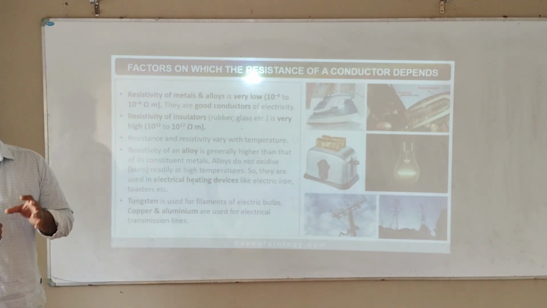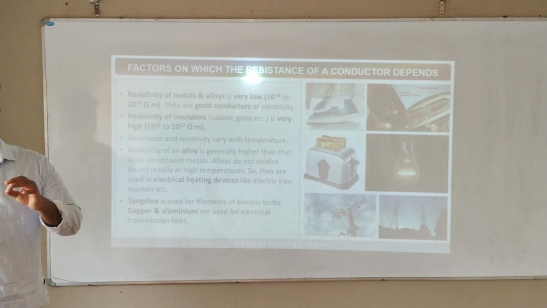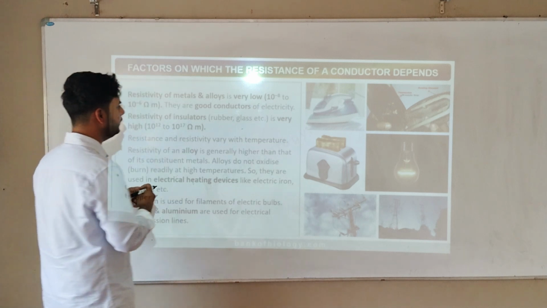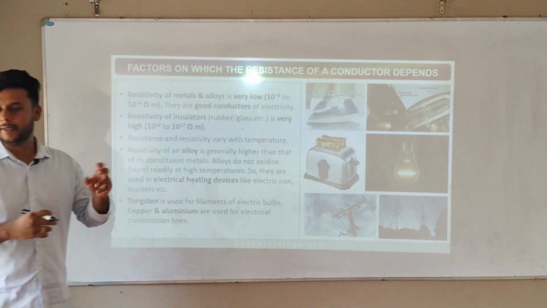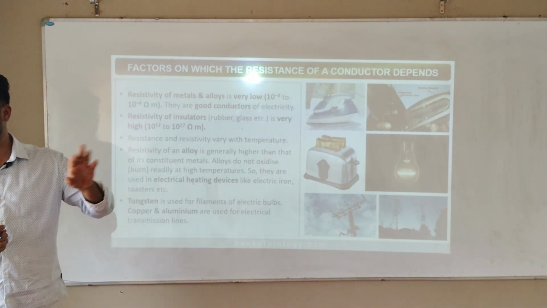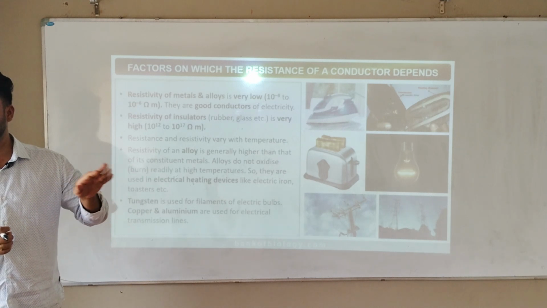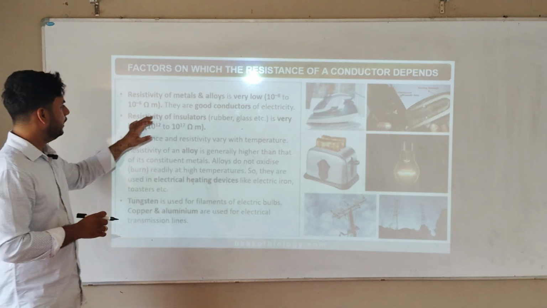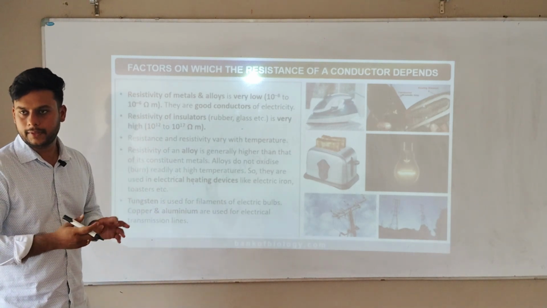So only we use metals and alloys to pass current, getting very low resistivity such as 10 power minus 8. See, 10 power minus 8, and just think, current will pass easily or no? The flowing of current will be very easy because the resistivity is very low. They are good conductors of electricity definitely.